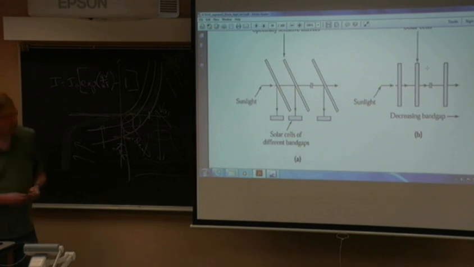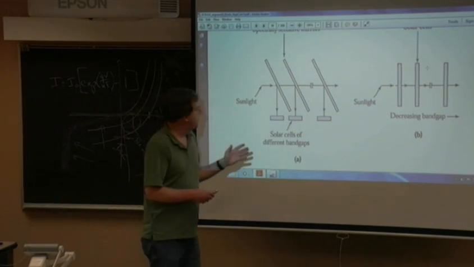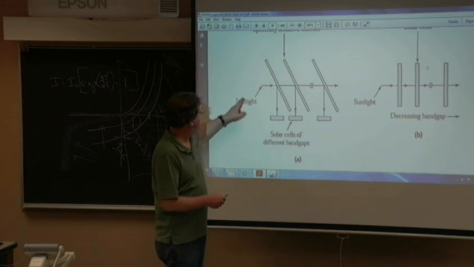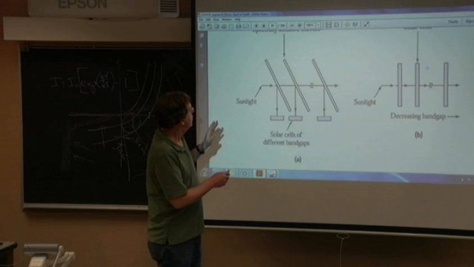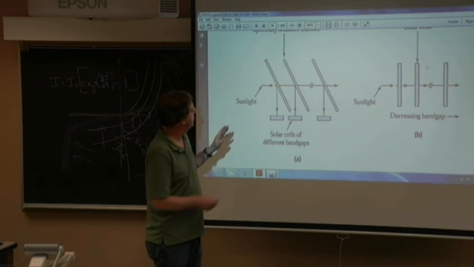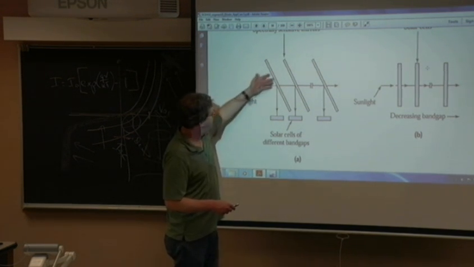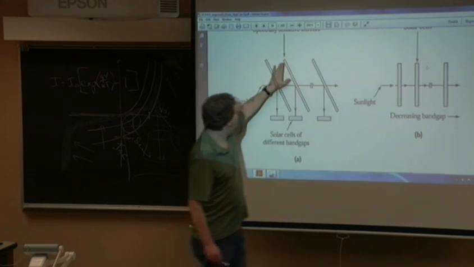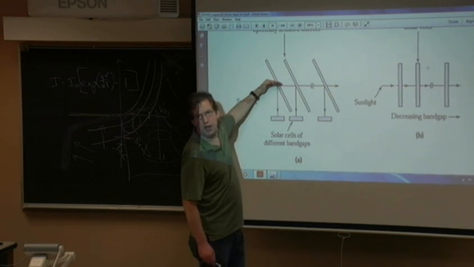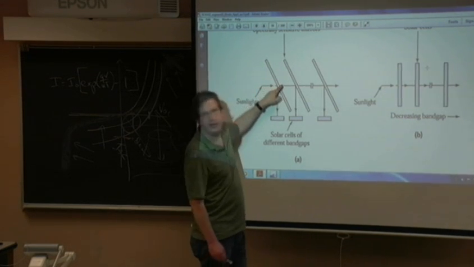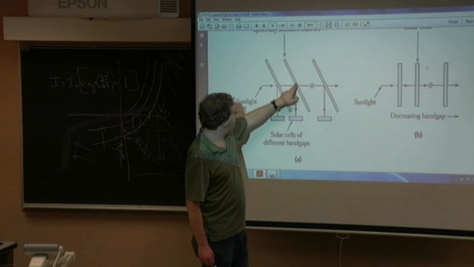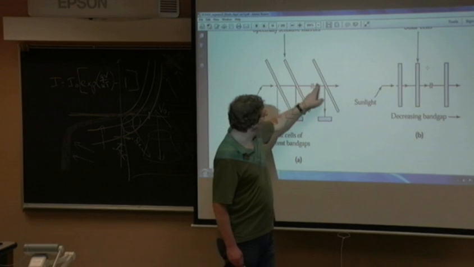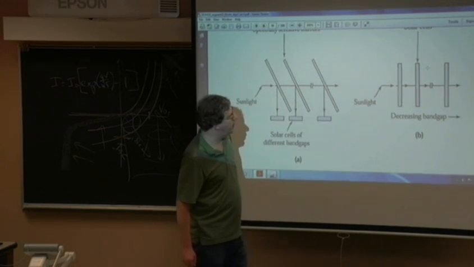Another way they sometimes might increase efficiency is they might take solar cells of different band gaps. And maybe in a very crude way, you could have different mirrors. And the sunlight's coming through, and part of the solar spectrum shines onto one band gap. And then what is not reflected may pass unattenuated and hit the second mirror and reflect down onto a second band gap. And then this reflects onto a third.